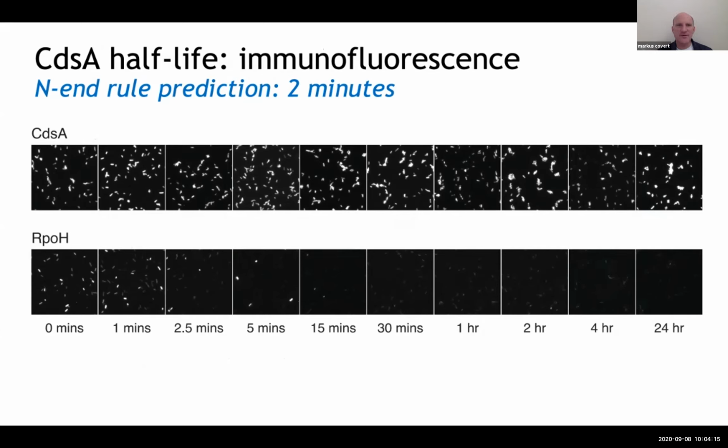So we went in by immunofluorescence. The n-end rule prediction is 2 minutes, but look at this beautiful CDSA. This is my favorite data right now of all the data we have. The figures don't lie. 24 hours later, after we've cut off CDSA expression, you still see plenty of expression in E. coli, which resolves this major discrepancy.